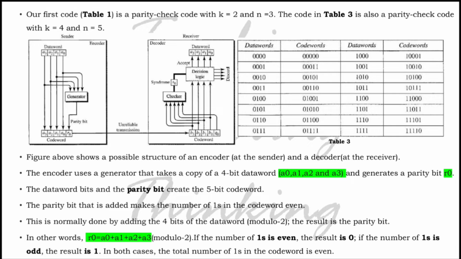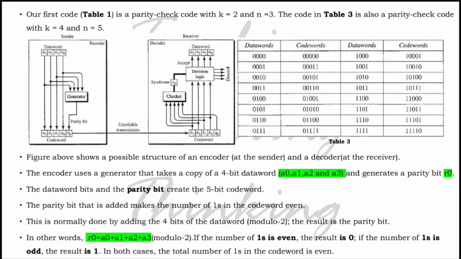So this is normally done by adding the 4 bits of the data word modulo 2. The result is the parity bit. In other words, R0 equals A0 plus A1 plus A2 plus A3, modulo 2. If the number of ones is even, the result is 0. If the number of ones is odd, the result is 1. In both cases, the total number of ones in the code word is even.